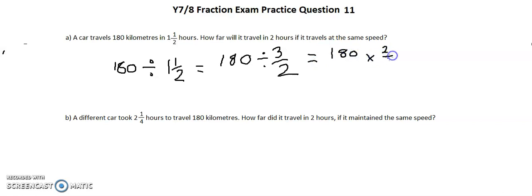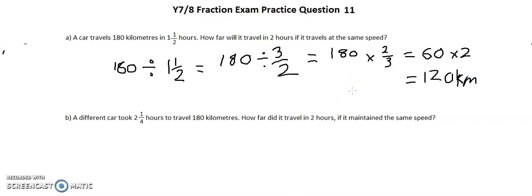times 2 over 3. I can cross simplify this and go 180 divided by 3 equals 60, and that leaves me with 60 times 2 which equals 120. So that tells me that 120 kilometers is per unit, which is per hour.